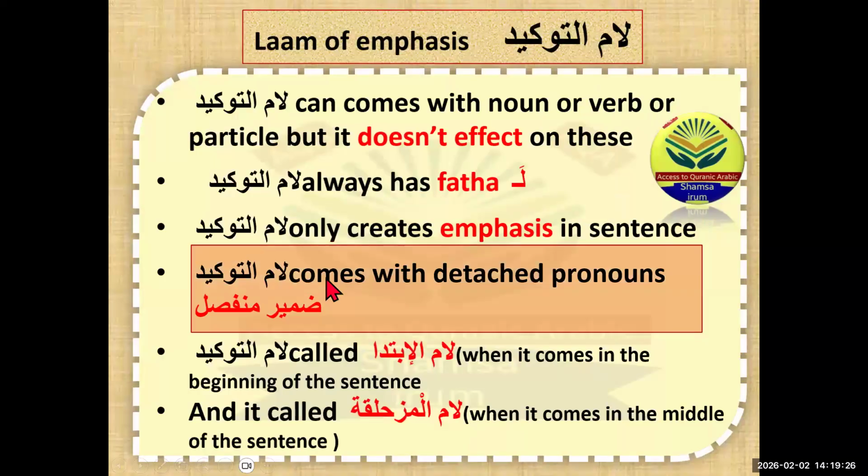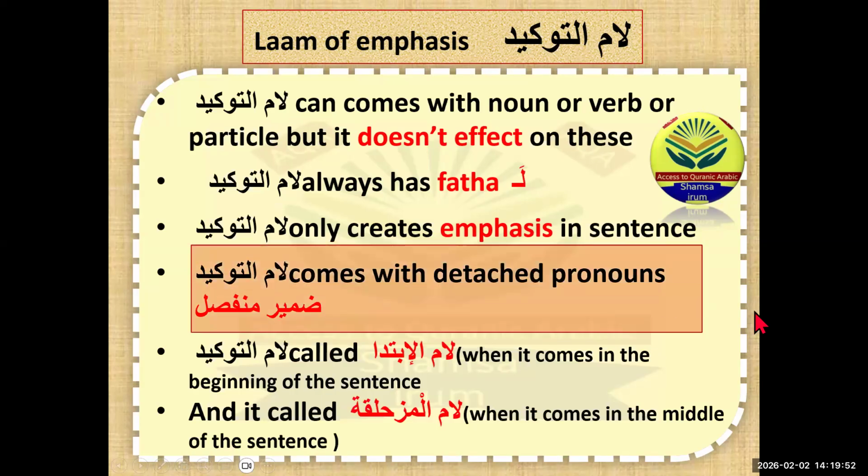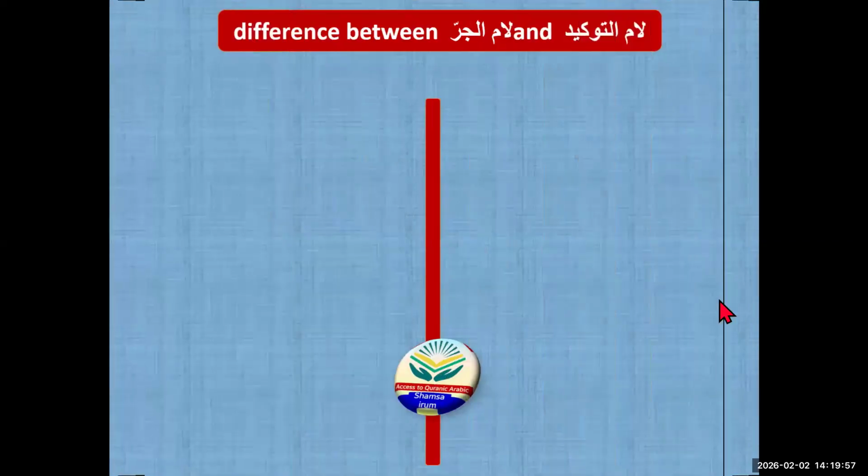Because I want to explain this point now: that Laam of Tauqeed comes with detached pronouns. Before going to this point, look, in the last two verses we did for practice, Laam of Tauqeed always has fatha. You already did it. Laam of Tauqeed creates emphasis in a sentence. So observe this. And now we will learn that Laam of Tauqeed comes with detached pronouns, min damir munfasil. So let's check it out.